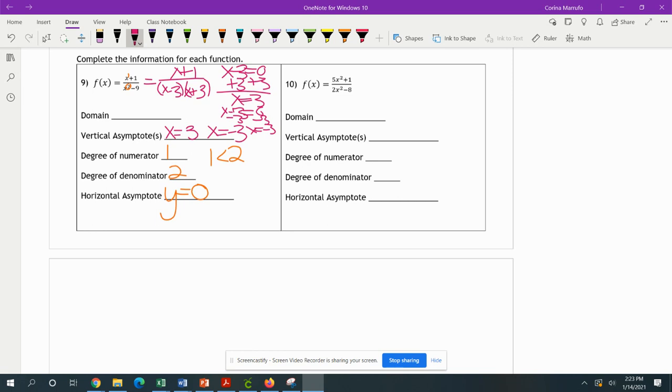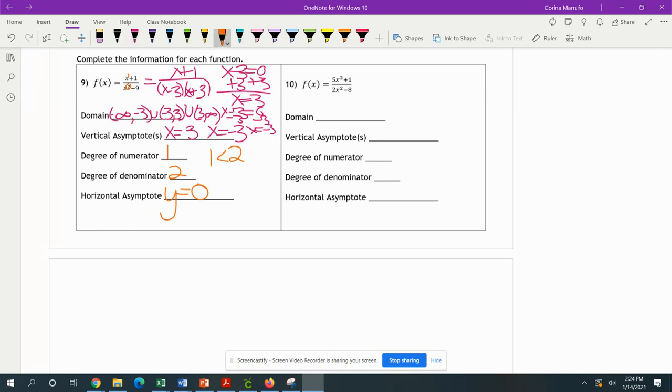Then for your domain, we write it as it goes from negative infinity all the way up to negative 3. And we have a little gap. It begins back up, and we have a little section between negative 3 and positive 3. Then we gap, and then it goes from 3 all the way to infinity. And that's it. Okay, let's look at the next one.